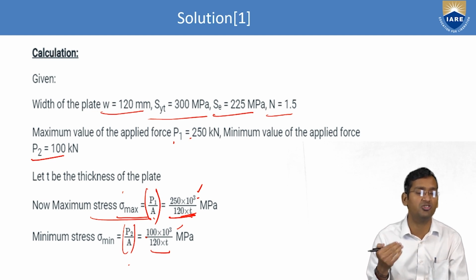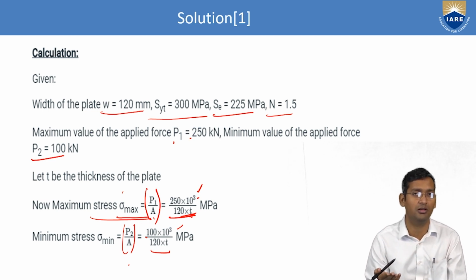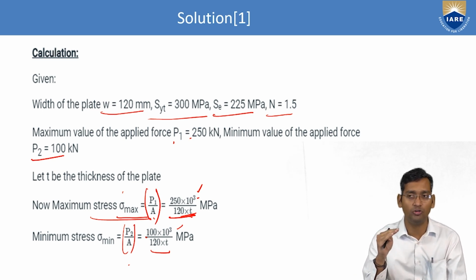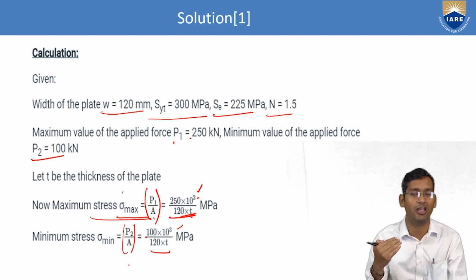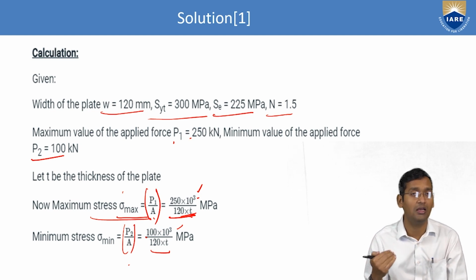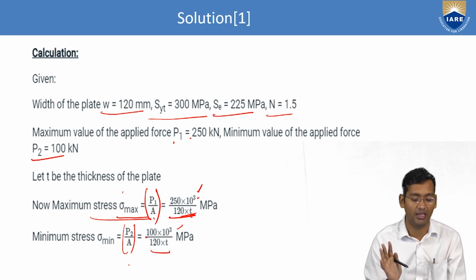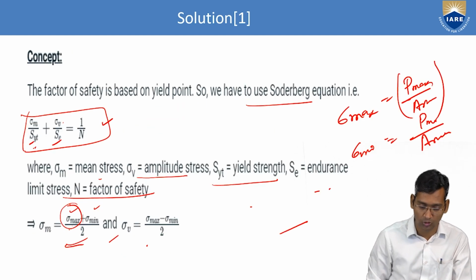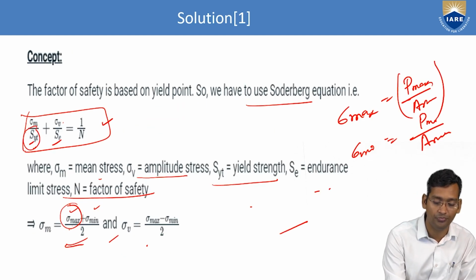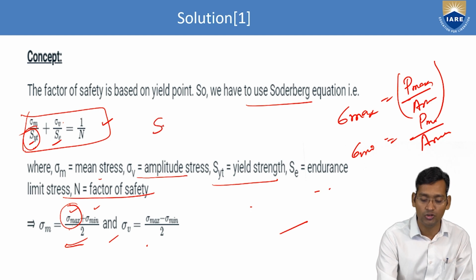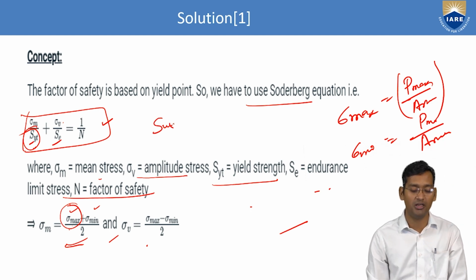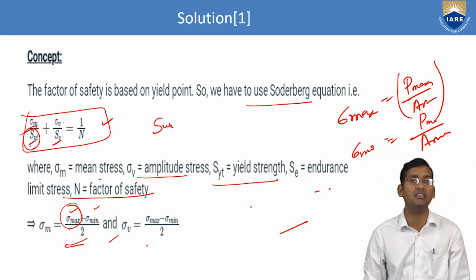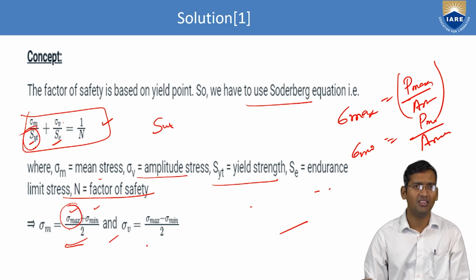In most of the questions we see that SYT and SE are given. So the only thing is how they give the maximum and minimum value, in terms of load or stress, that we have to apply. The only difference between Goodman and Soderberg is this one: here it is SUT, the ultimate strength, and in this case it is SYT, the yield strength. That is the difference.